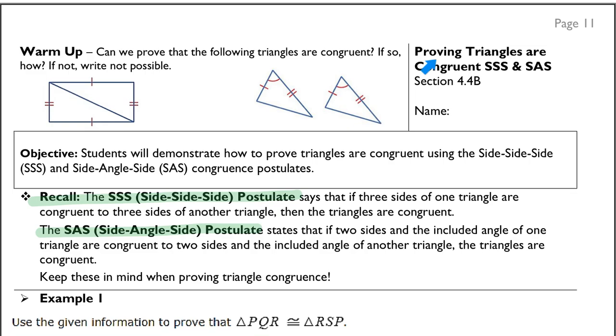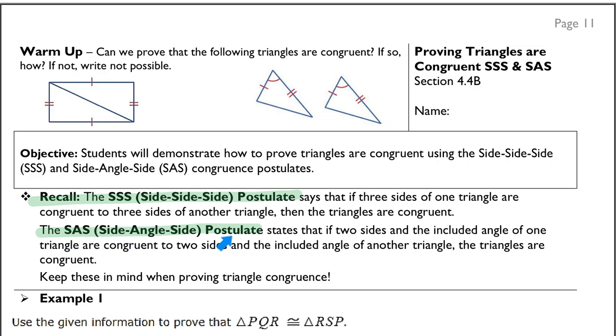Hello and welcome. This is proving triangles are congruent with side, side, side, and side, angle, side again, part B. We're going to be using side, side, side, and side, angle, side, but this time we're going to actually do the whole proof itself. Recall that the side, side, side postulate says that if three sides of one triangle are congruent to three sides of another, these are going to be congruent triangles.